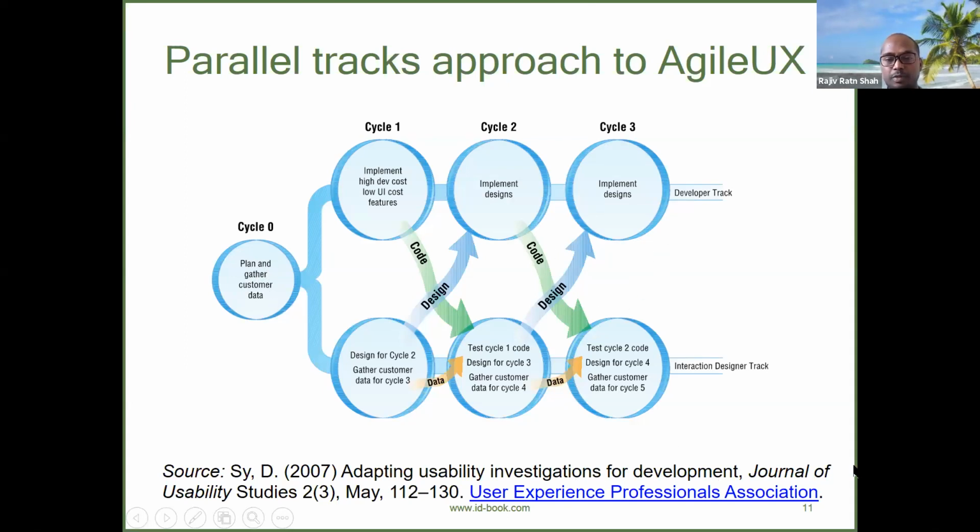This is based on a popular paper, Adapting Usability Investigation for Development, published in the Journal of Usability Studies. So you can see you have two parallel tracks, and the design is ahead of the implementation. In this way, you can complete the parallel tasks together in order to complete the overall product, probably one iteration sooner.